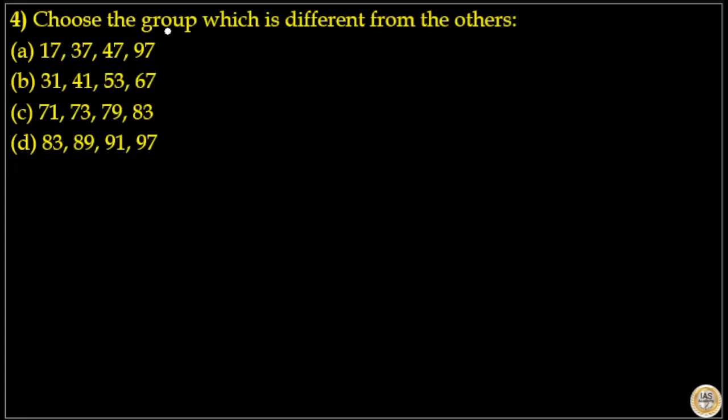Next is question number 4. Choose the group which is different from the others. Here you can see except 91, all others are prime numbers.